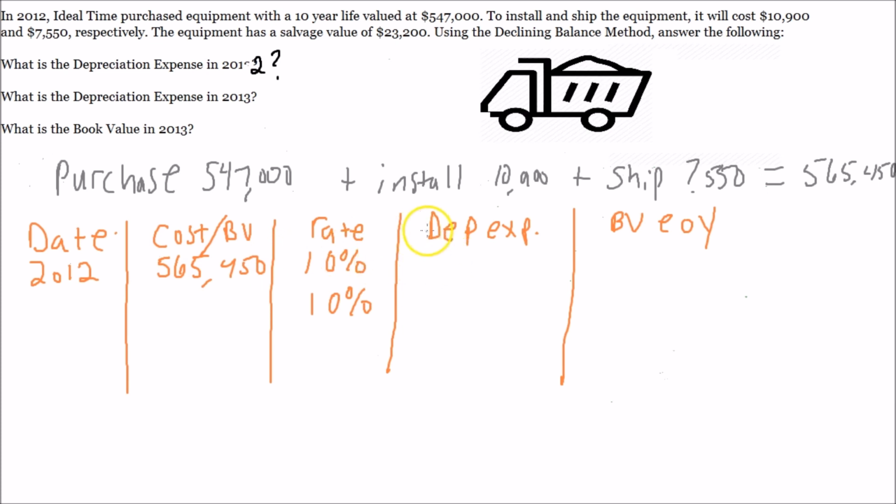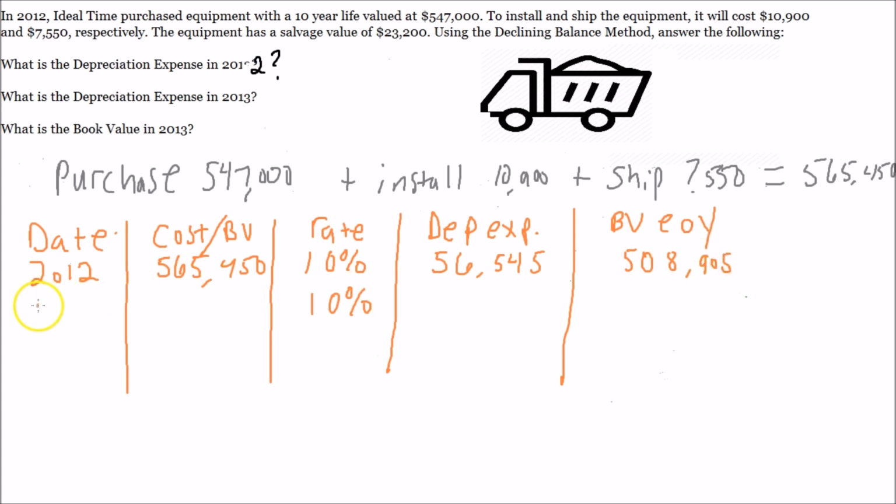Depreciation expense. All you got to do is take your cost, multiply it times your rate, and that's your expense. 565,450 times 0.10, and we get 56,545. Book value at the end of year, all you do is take your cost, subtract your depreciation expense. And that's it. So that's going to be 508,905.